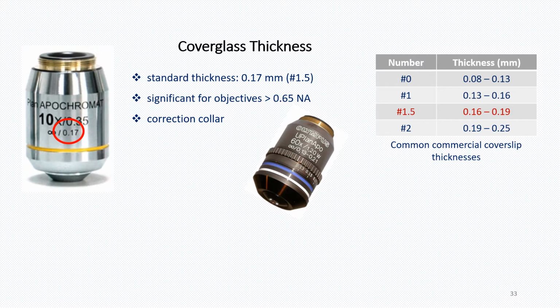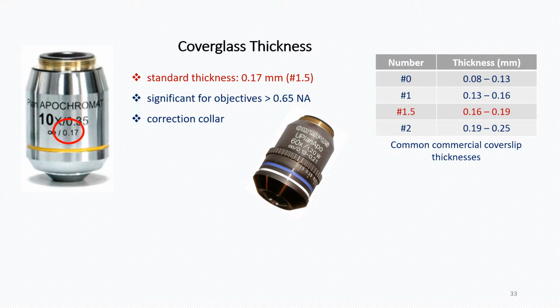The correct cover glass thickness is another important factor in optimal imaging. If the wrong thickness is used, a serious loss in resolution is expected, especially with high NA objectives. The optimum cover glass thickness of many objectives is 0.17 millimeters. This is commercially available as a number 1.5 or 1.5 cover glass.